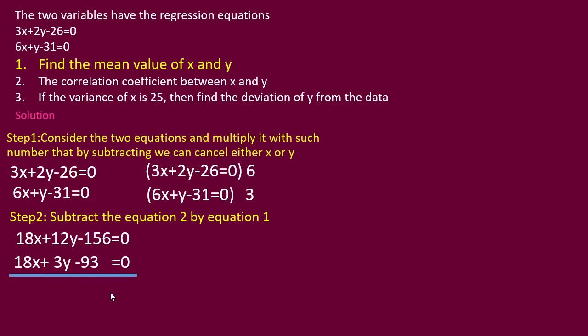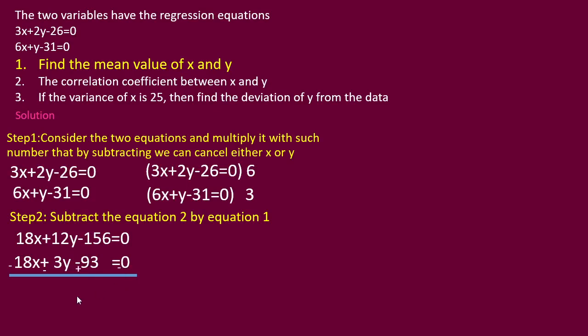Now I should deduct the second equation from the first equation. We know that in order to deduct, we need to multiply the second equation by minus. First equation minus second equation. So we multiply the entire second equation by minus. Minus into 18x is minus 18x, minus into 3y is minus 3y, minus into minus 93, minus into minus becomes plus.